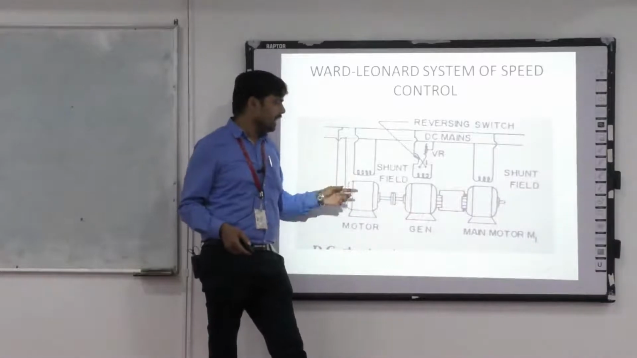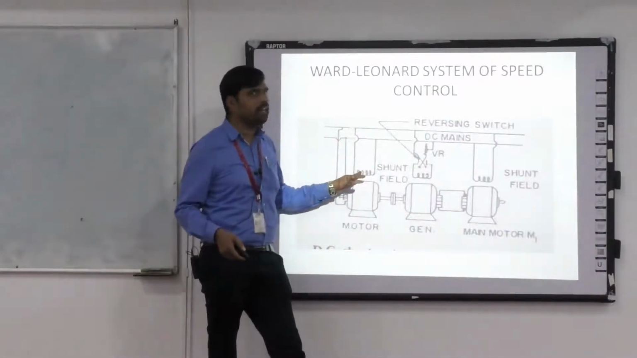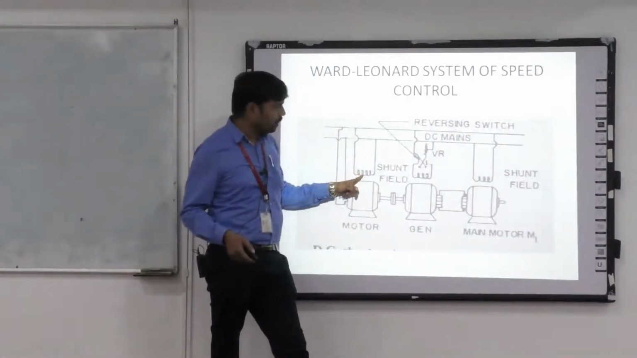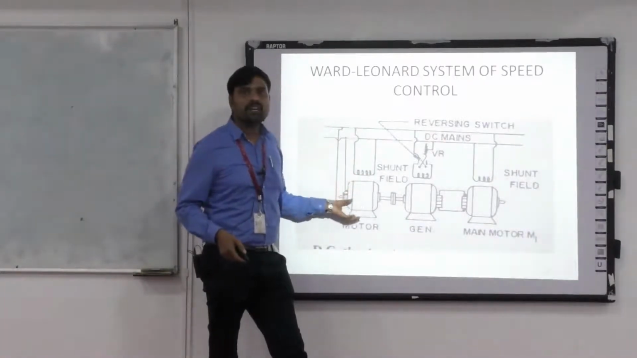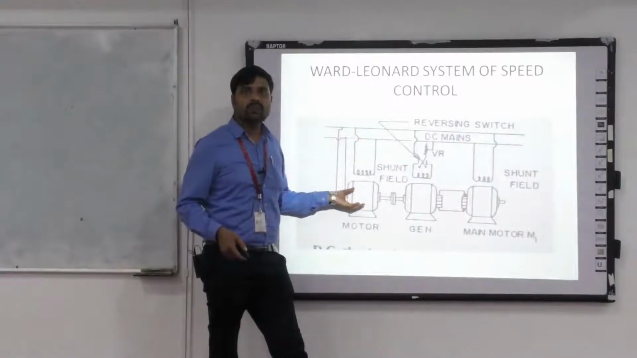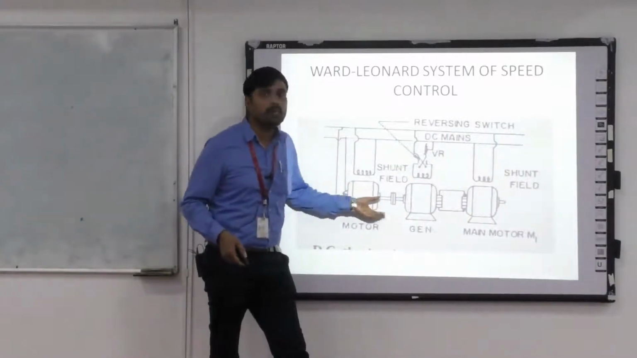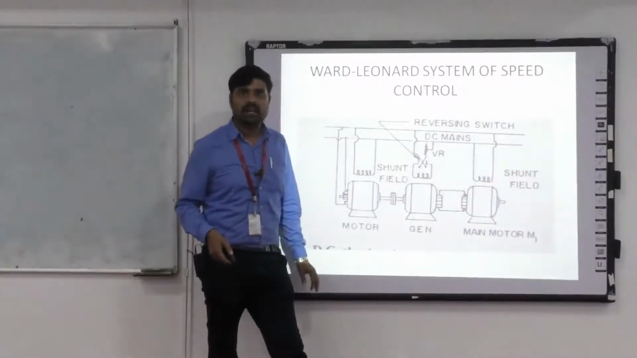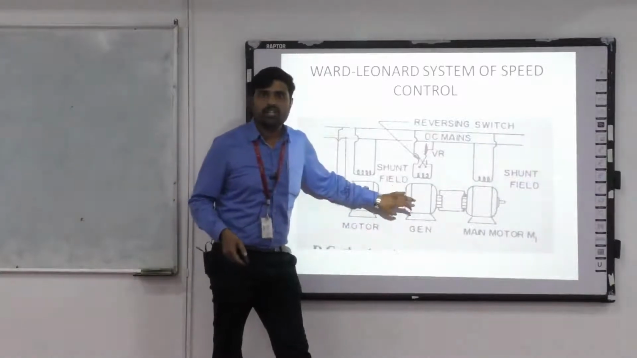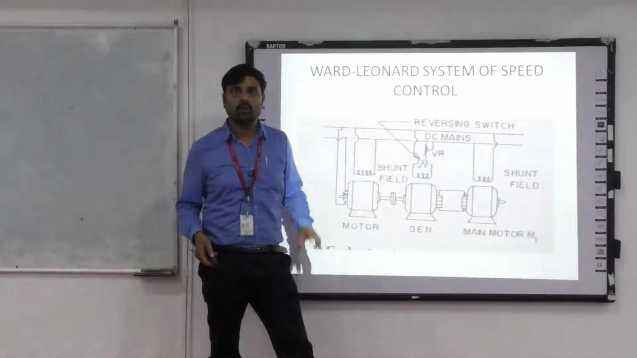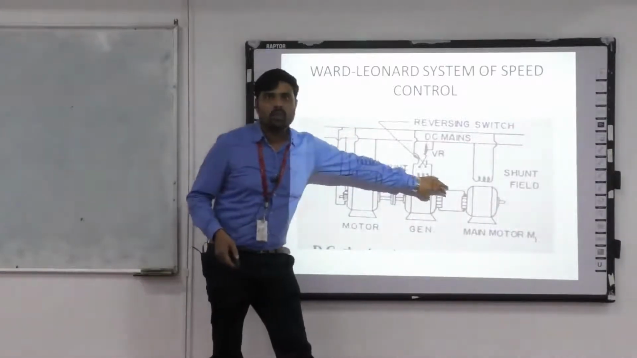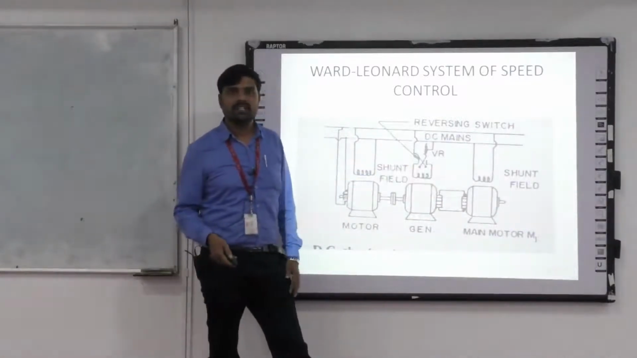You see here also the shunt field winding will be there. If I put some variable field, I can control the speed of a DC motor. When I am controlling the speed of the DC motor, I can control the input given to the generator. When I change the input given to the generator, the output of the generator also changes. N is proportional to V, right? Our generator voltage is also changing.